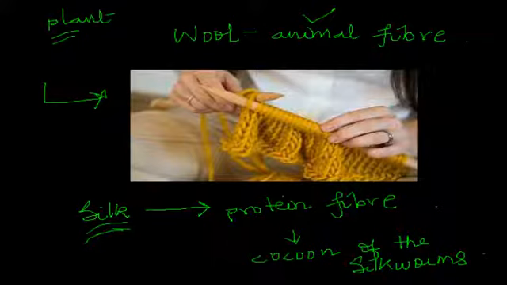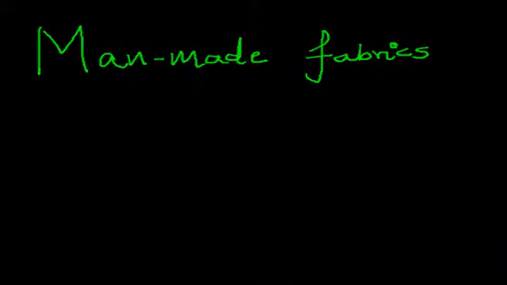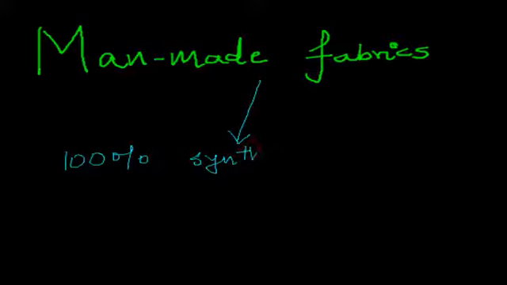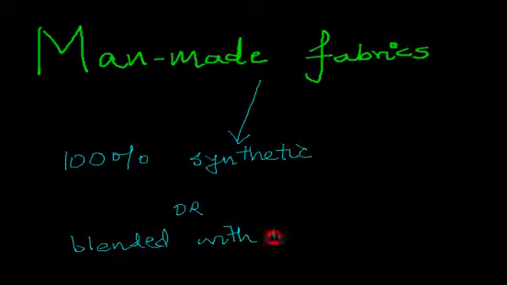Now let us move on to man-made fabrics. Man-made fabrics are the ones that are manufactured as 100% non-natural, or the other word is 100% synthetic. Or sometimes in some cases they are even blended with natural fabrics.